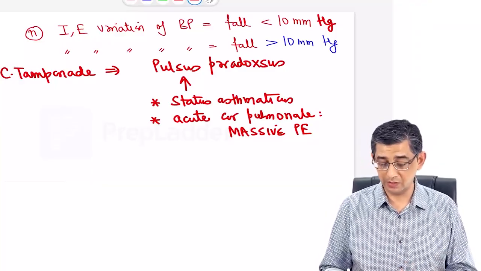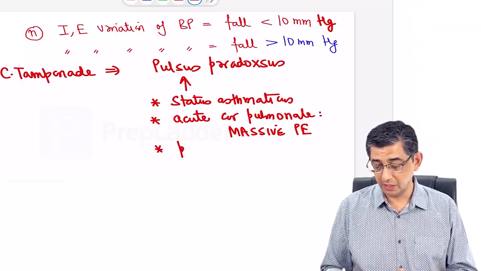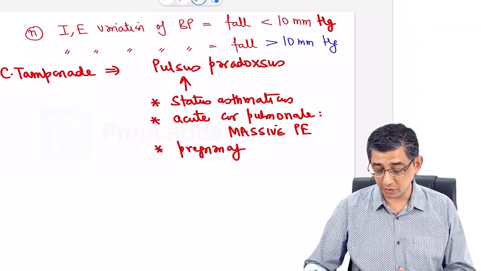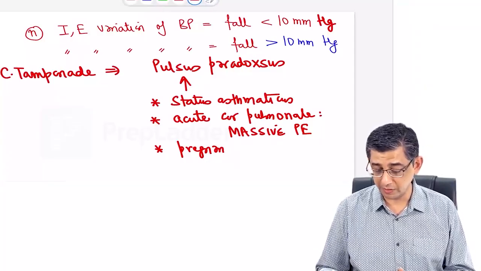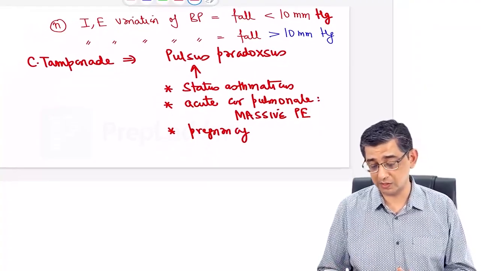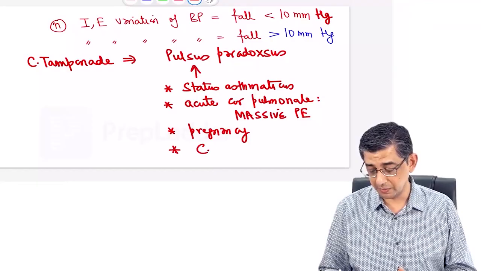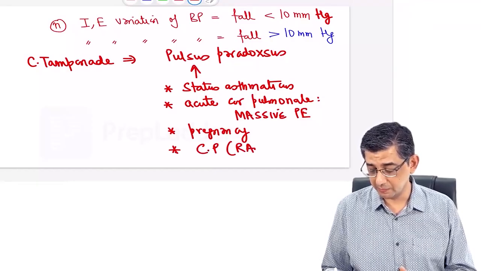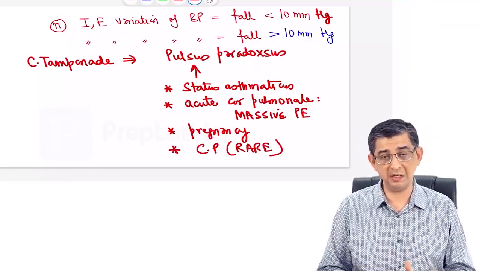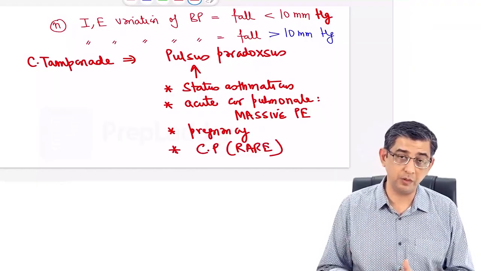Another important cause that should be remembered is pregnancy. In pregnancy, the issue is that the gravid uterus can be pressing on the inferior vena cava, reducing the venous return dramatically, and therefore these are some important causes which they love to ask. And the last I'm mentioning is constrictive pericarditis. They mention the word rare with it, but yes, if there's a calcification outside the heart, again the filling of the heart will be compromised.